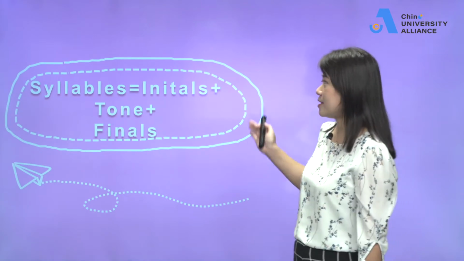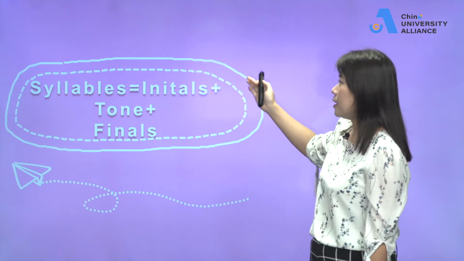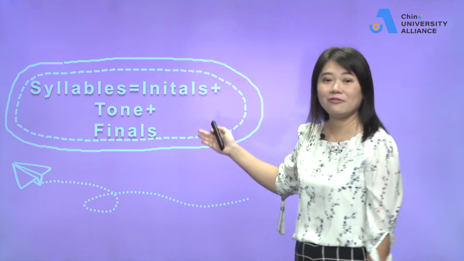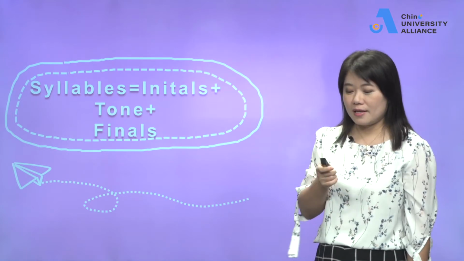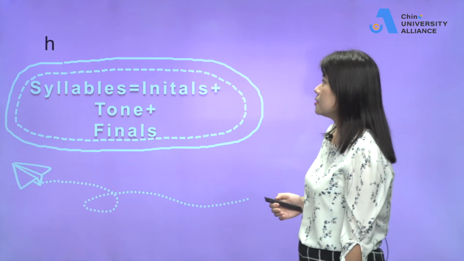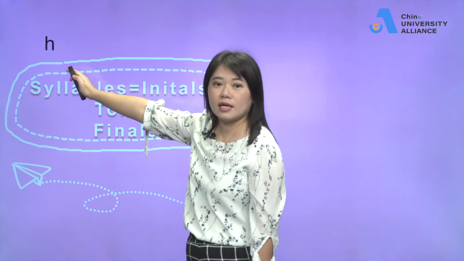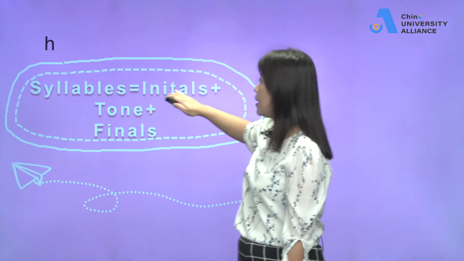We can see here is a format. Syllables combined by initials, tone, and finals. Is it complicated? Actually, it's not. Let's see what's happening here. We can see this alphabet is H in Chinese Pinyin. So that's the initial in this format.